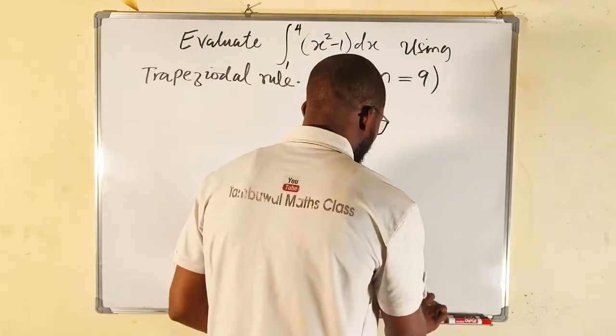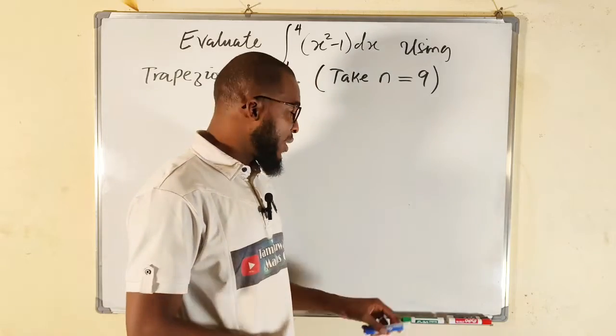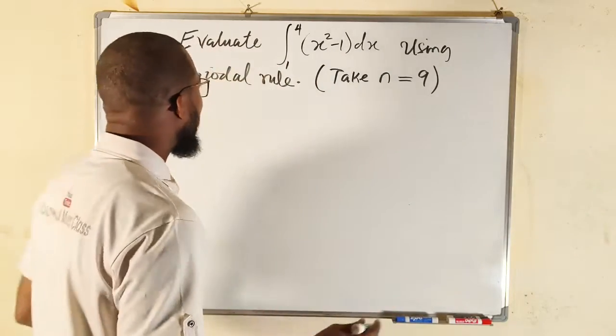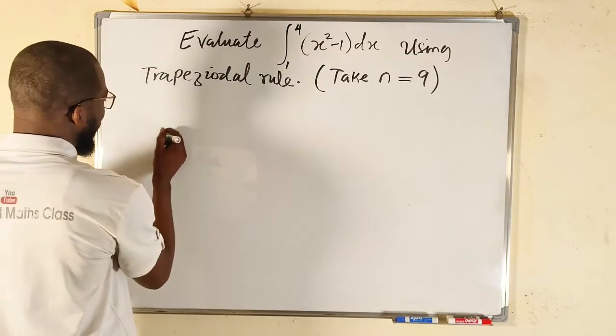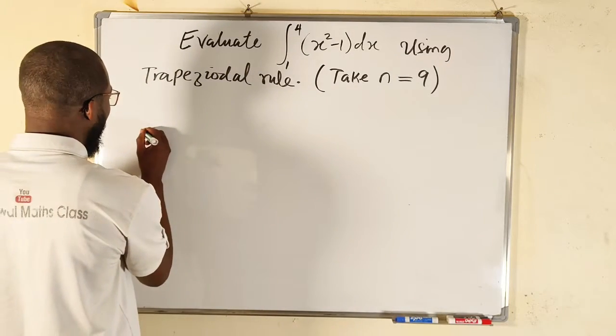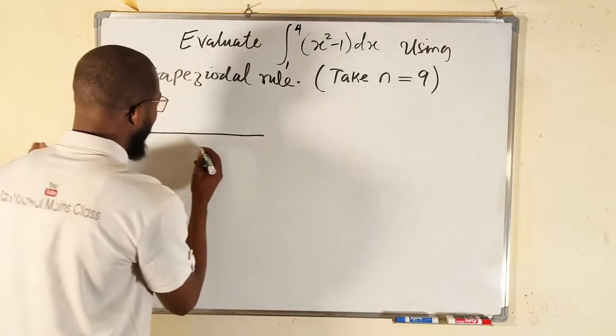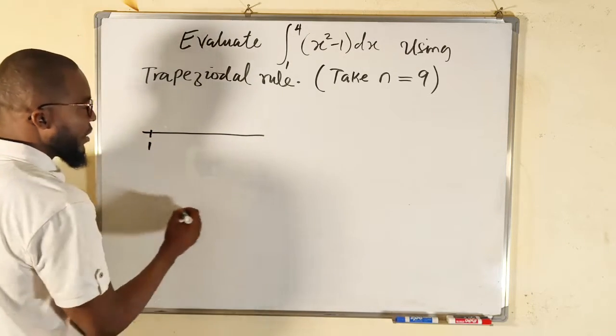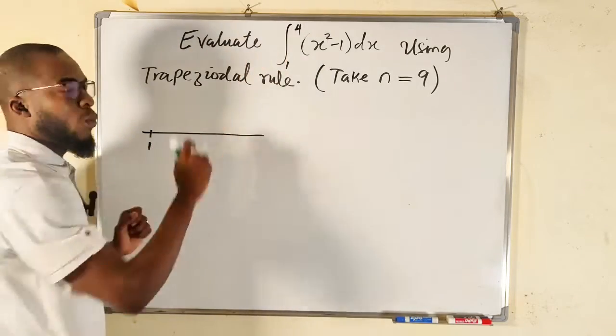Let's get started. Remember, I told you it is always very important to use a number line, and we're going to use a number line. Before we write the formula, here is our number line. Remember, we are going to start with 1, right? Then we stop at 4.